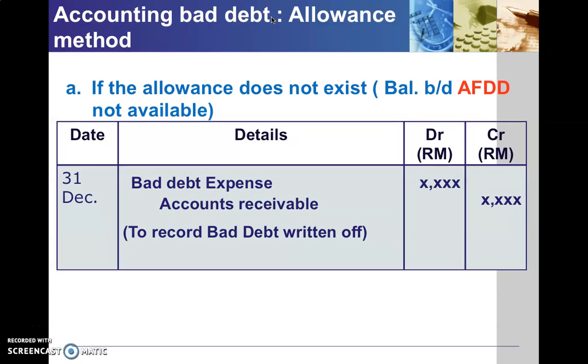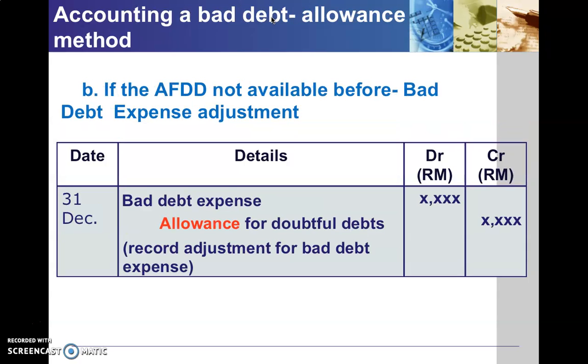If the allowance does not exist, balance brought down allowance for doubtful debt is not available. On 31st December, debit bad debt expense, credit accounts receivable to record bad debt written off. If the allowance for doubtful debt was not available before, then for the bad debt expense adjustment, on 31st December, debit bad debt expense, credit allowance for doubtful debt to record the adjustment for bad debt expense.